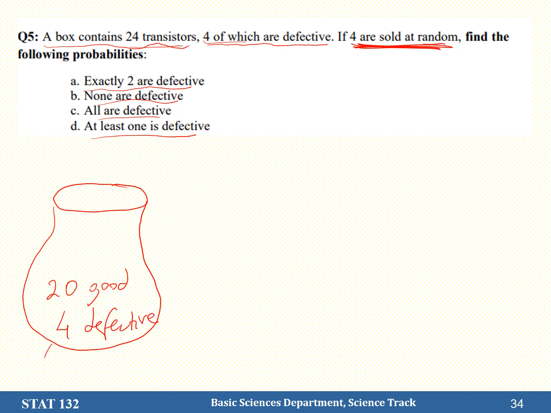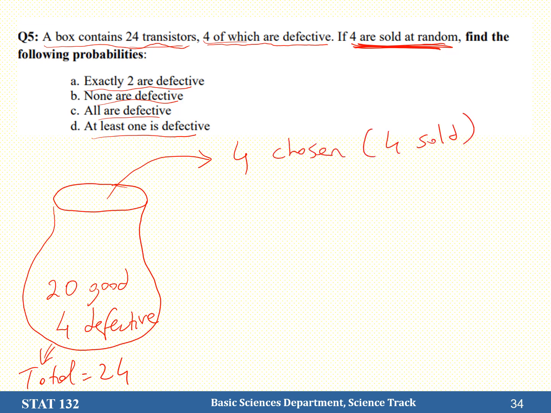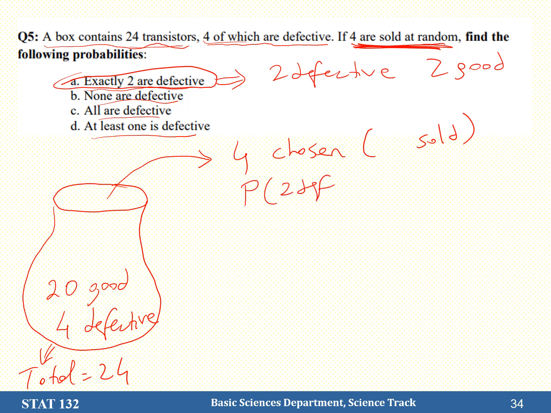So in total, that will be 24. So we are choosing 4, chosen or sold. You can say 4 sold, or chosen. And then the question is, we want exactly 2 defective. So exactly 2 defective out of 4 means 2 defective, 2 good. So it means what's the probability that we will have 2 defective and 2 good.